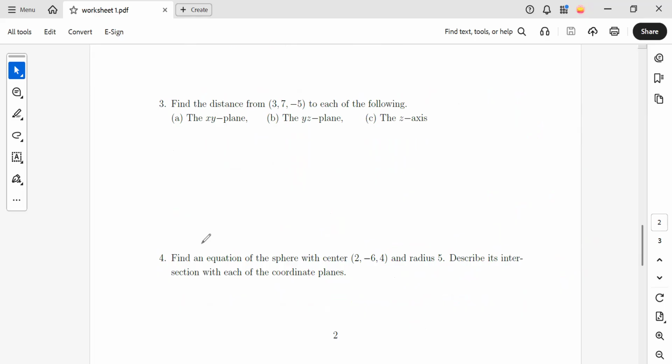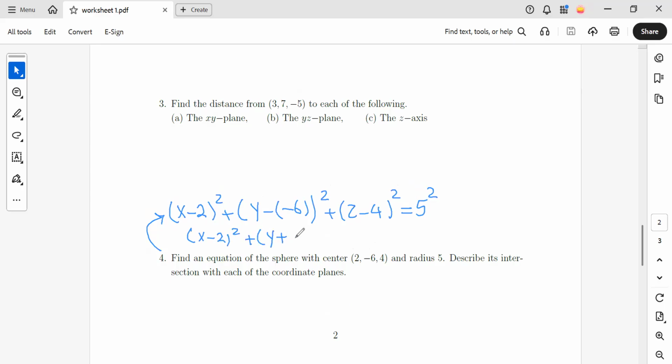So first of all, if we want to find an equation of the sphere, as we have seen the formula for that in the lecture, you would write x minus x value of the point, which is 2 squared, plus y minus y value, squared, plus z minus 4, z value, squared, equals the radius 5 squared. After simplification, we would have x minus 2 squared, y plus 6 squared, z minus 4 squared equals 25.